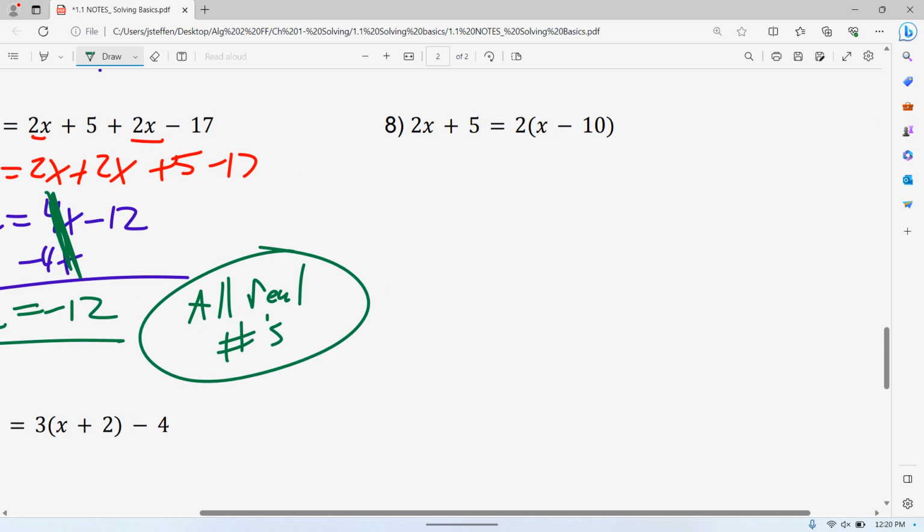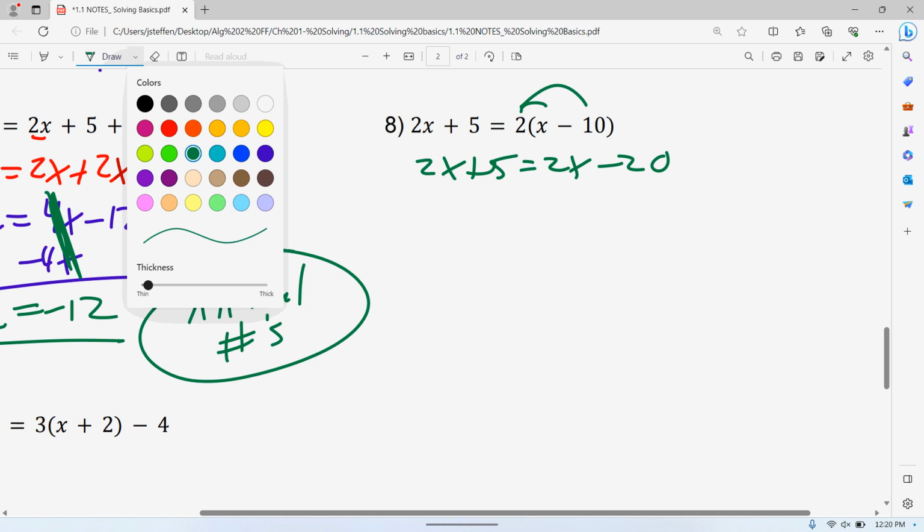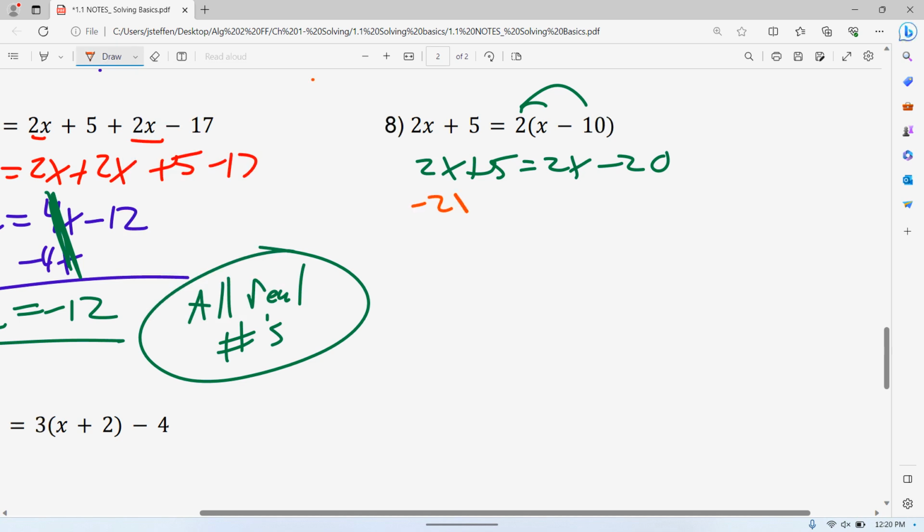Take that 2 and distribute that. So we have 2x plus 5 is equal to 2x minus 20. Subtract 2x from both sides. Again, you could add 20. That doesn't make any difference.